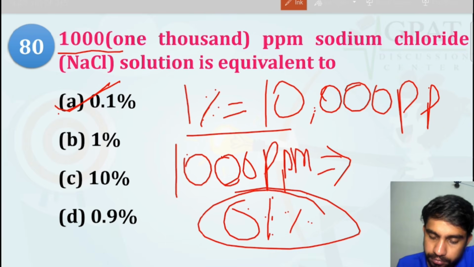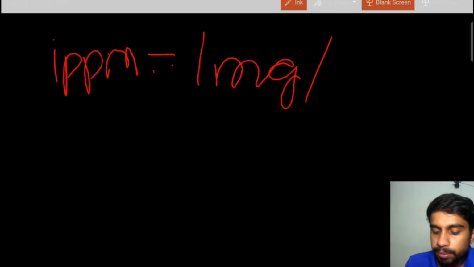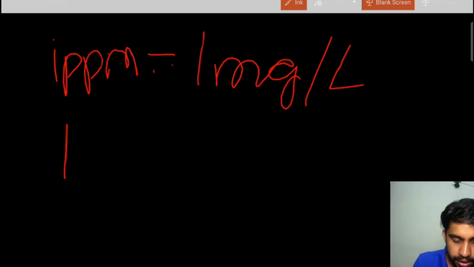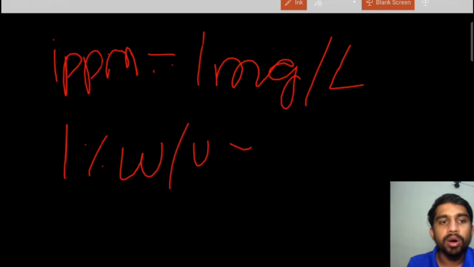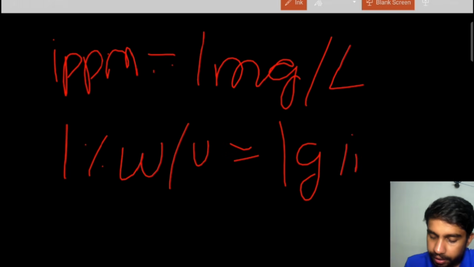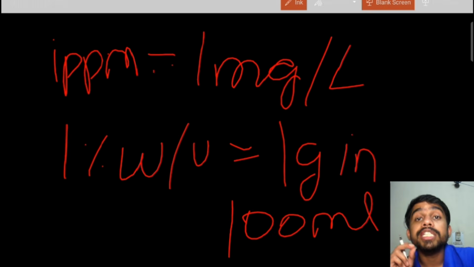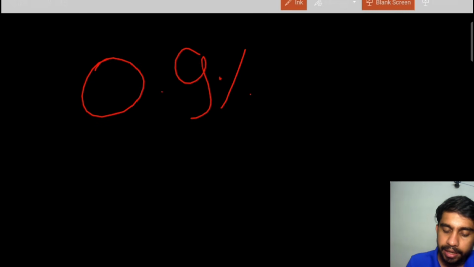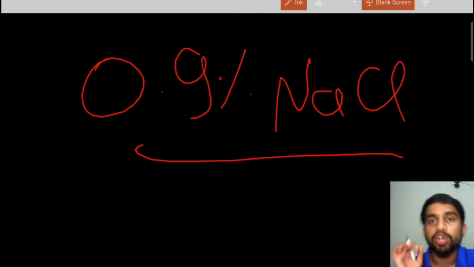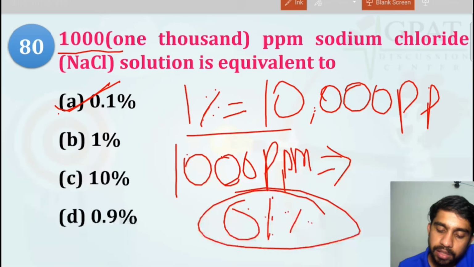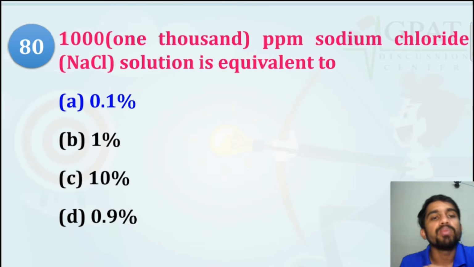Okay, now simple, just remember a few conversions. 1 ppm in dilute condition will simply be 1 mg per liter. And 1% weight by volume means 1 gram in 100 ml. And what is the concentration of normal saline? The concentration of normal saline is 0.9% NaCl weight by volume. Simple. So the correct answer for this question will be option A, that is 0.1%.